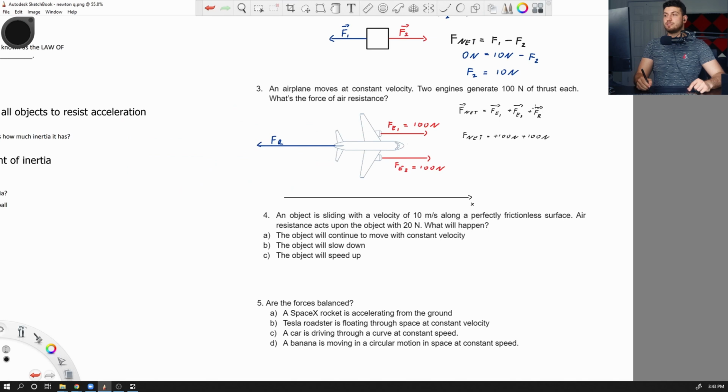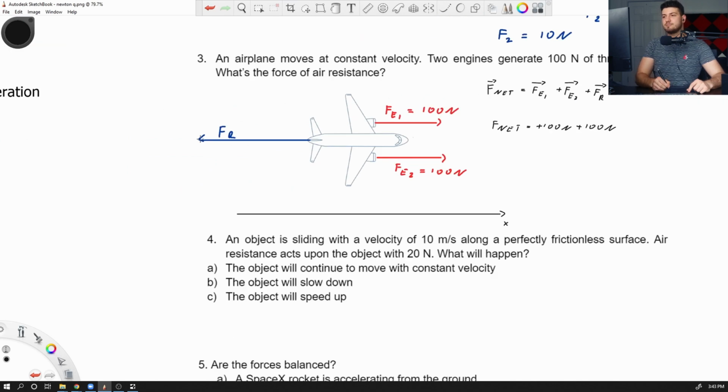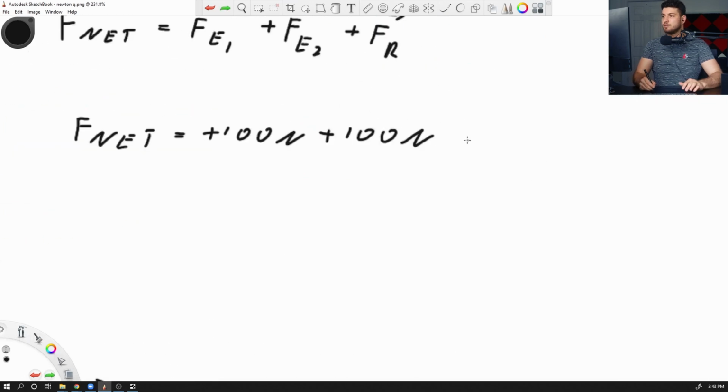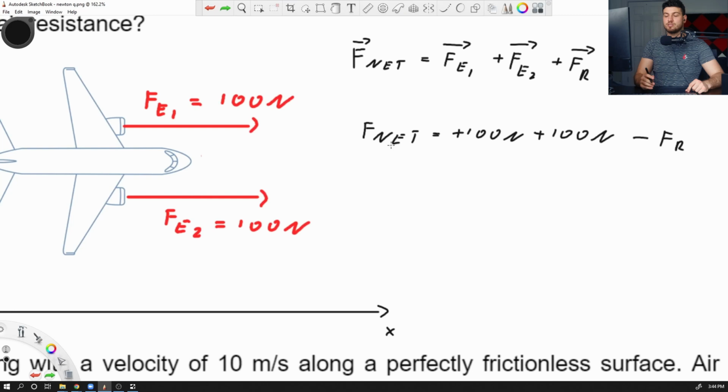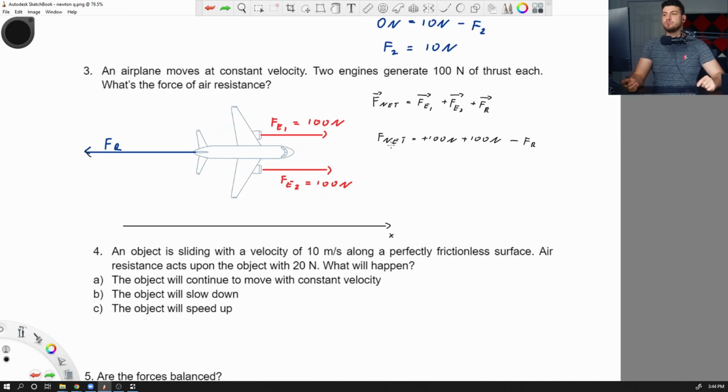Now, the force of the resistance goes against the axis, right? It goes to the left, whereas the axis goes to the right. So when it's against, I will have it as negative. Negative Fr, because I don't know the value yet. Now you might ask, how do I know the direction of the axis? It doesn't really matter. In fact, you could put the axis exactly opposite and say Fe1 and Fe2 are negative, whereas Fr is positive. It doesn't matter. Why? Because F net is equal to 0 anyway, so they will add up to 0 regardless of how you look at them.